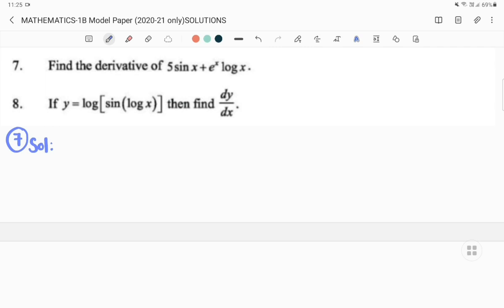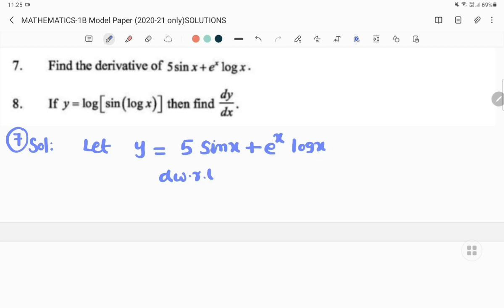Question number 7. Find the derivative of 5 sin x plus e power x into log x. So, first they did not mention any f of x or y. So, you can assume the given function as y. y is equal to 5 into sin x plus e power x into log x. So, differentiate with respect to x. That means differentiating with respect to x.